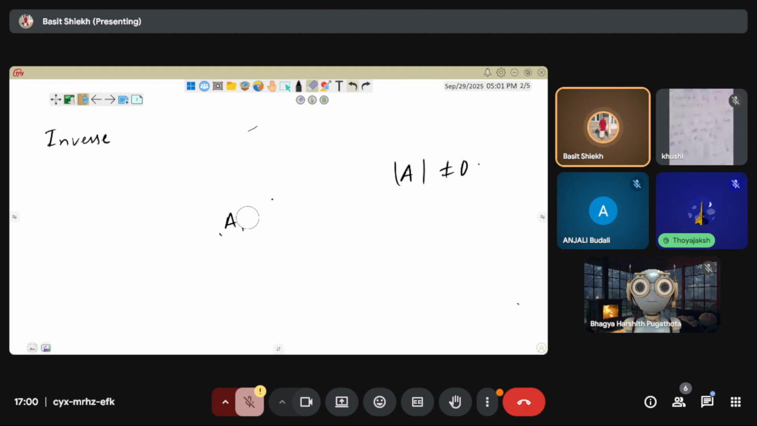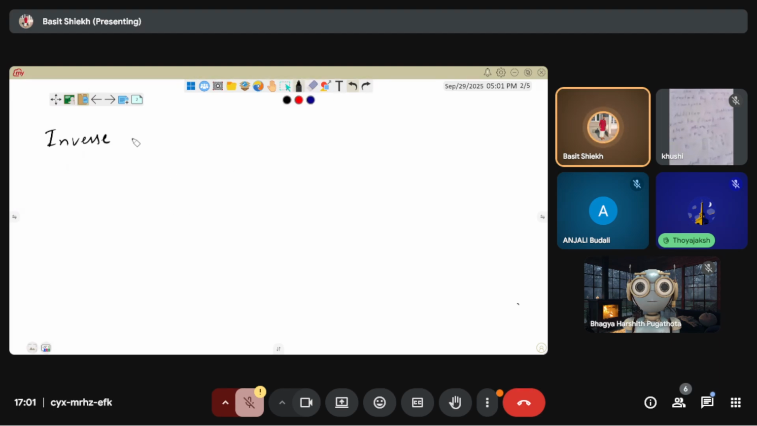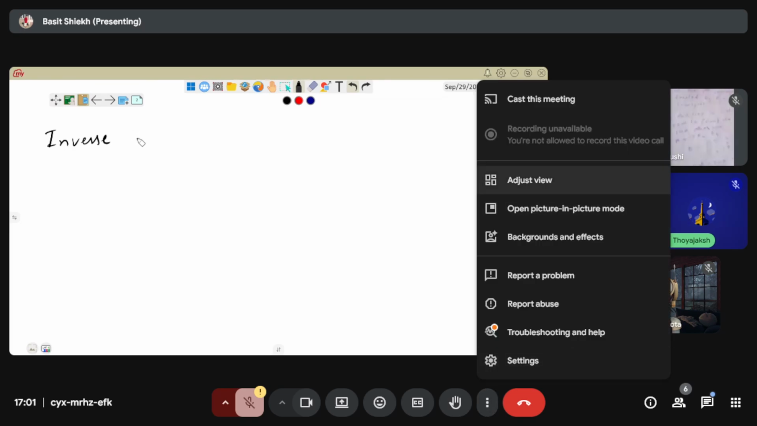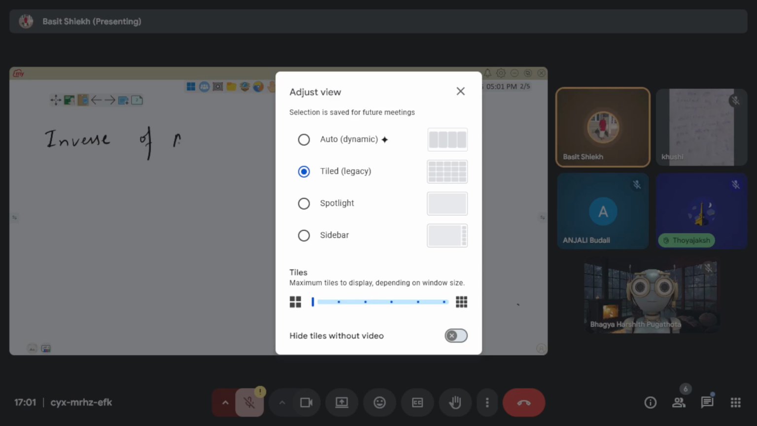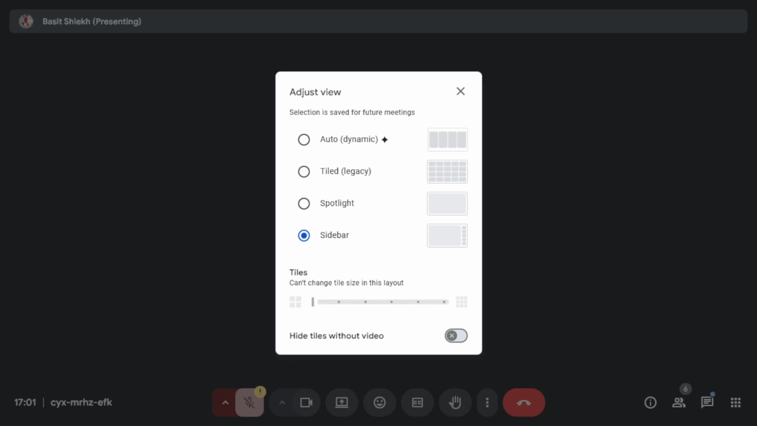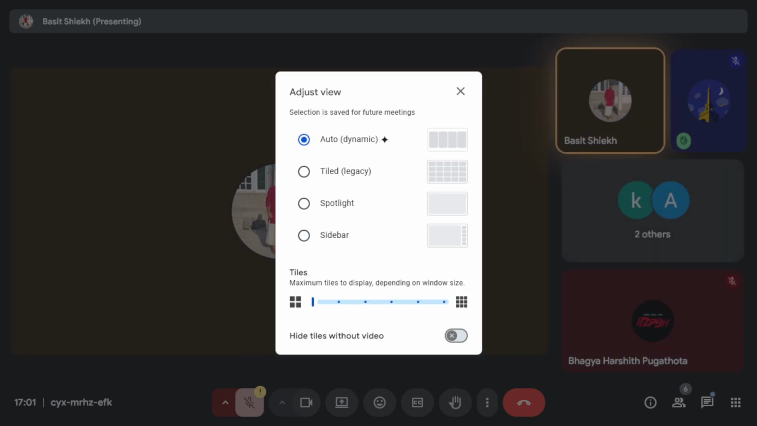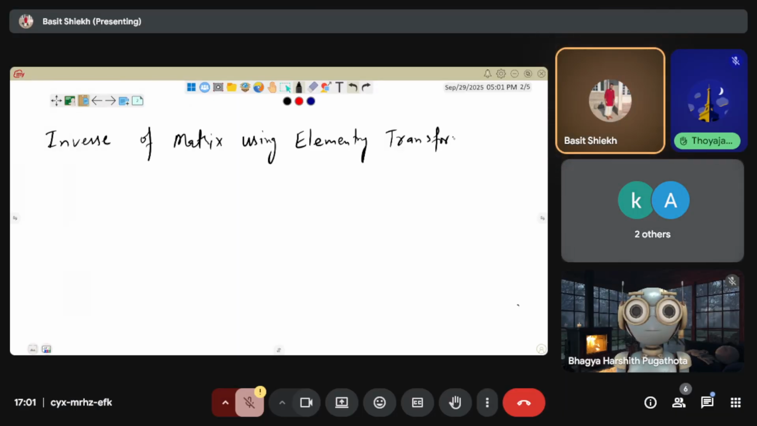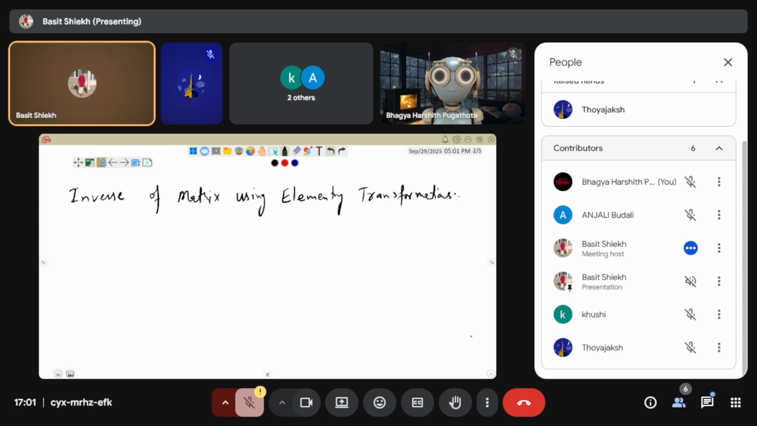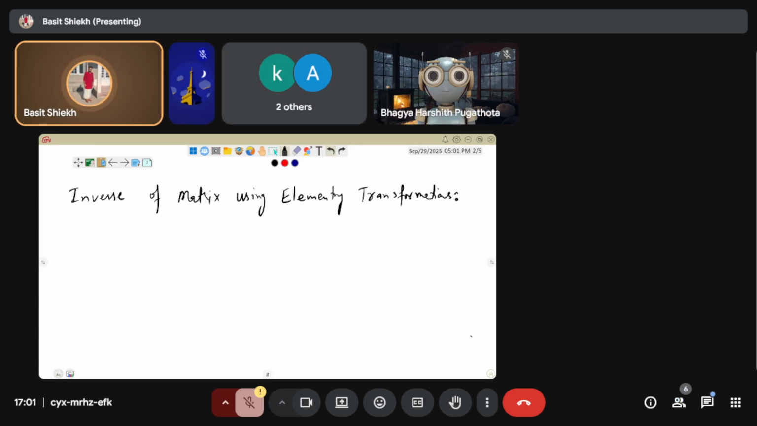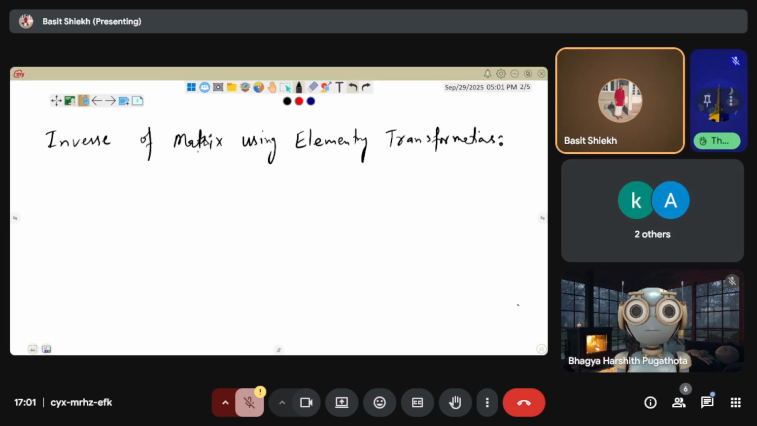Now finding the inverse without finding adjoint. How will we do that? With the help of elementary row or elementary column transformations. Inverse of matrix using elementary transformation. And try this many times so that you will easily get used to it. Consider the matrix equation.